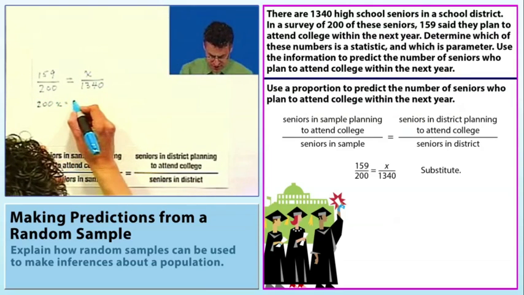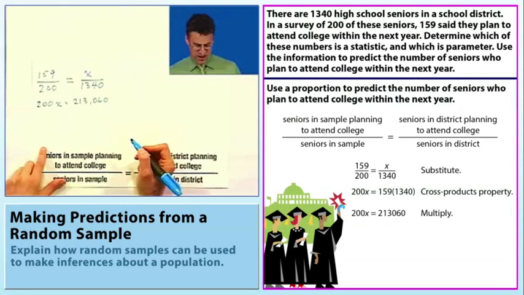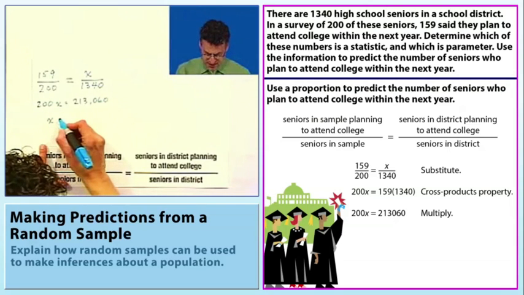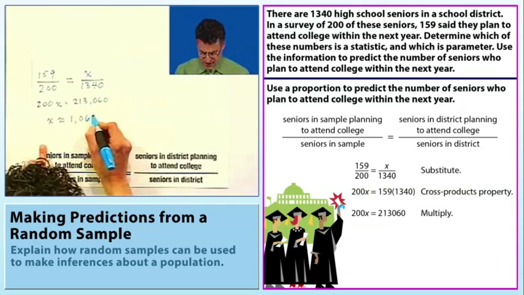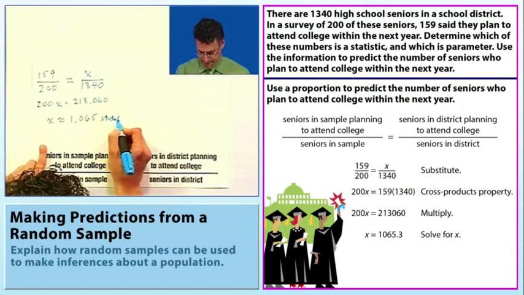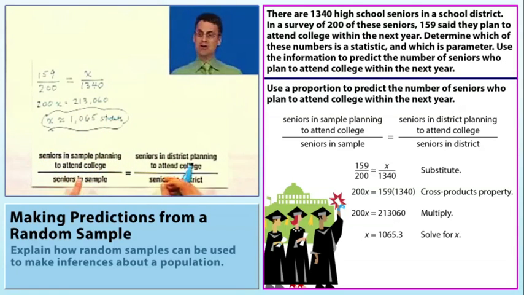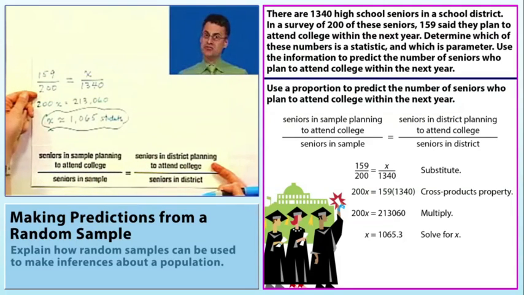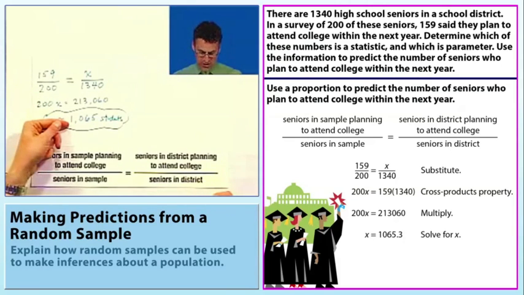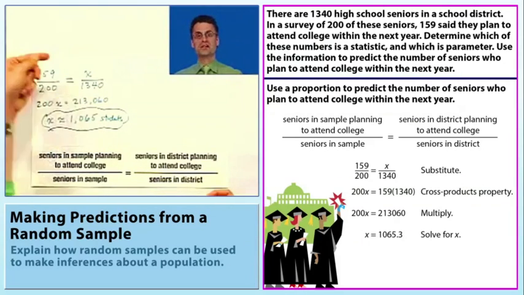200x equals 213,060, and then divide both sides by 200 to see that x is equal to approximately 1,065 students. So what that tells us, using this statistic, we were able to approximate this parameter and say that since 159 out of 200 are going to college, we would estimate, if that's clean data, that 1,065 out of 1,340 will go to college, because those are going to be in the same ratio.